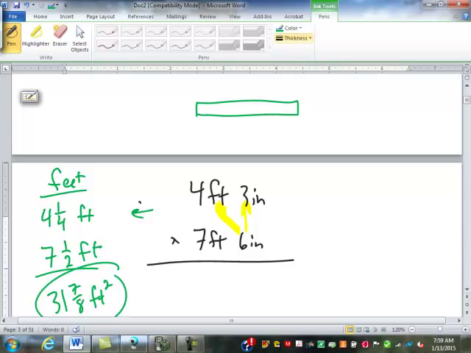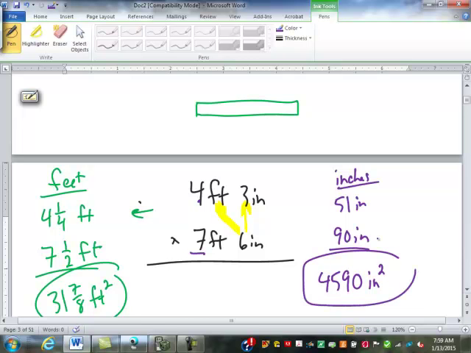Or the other option would be to turn everything into inches. 4 times 12 is 48 inches, plus 3 is 51 inches. 7 times 12 is 84, plus 6 is 90 inches. 51 times 90, 4,590 inches times inches is inches squared.